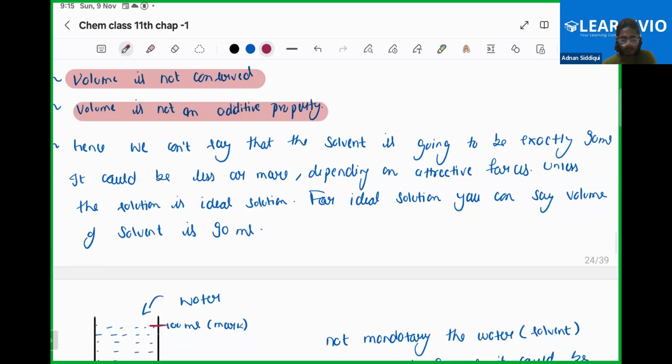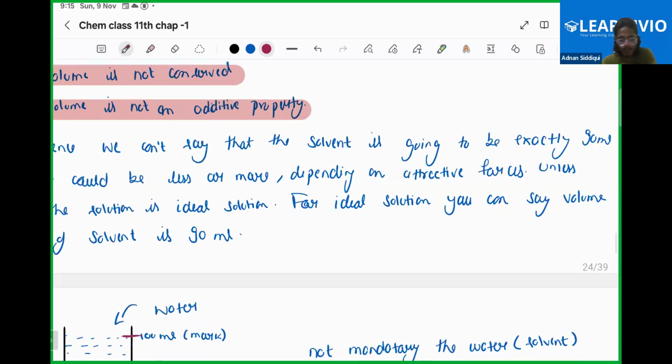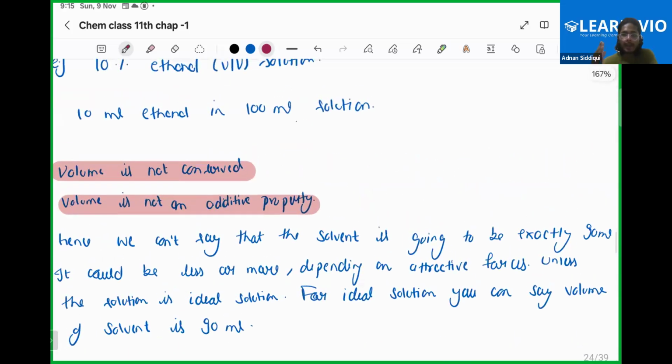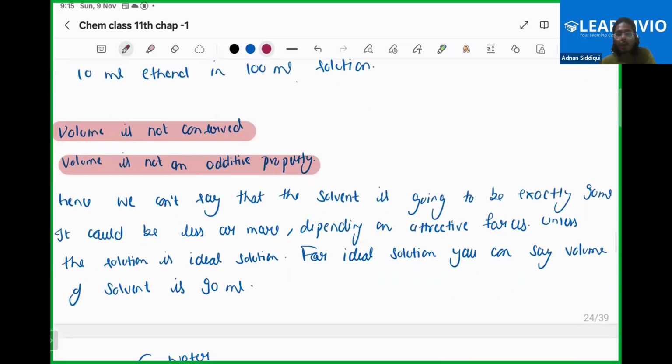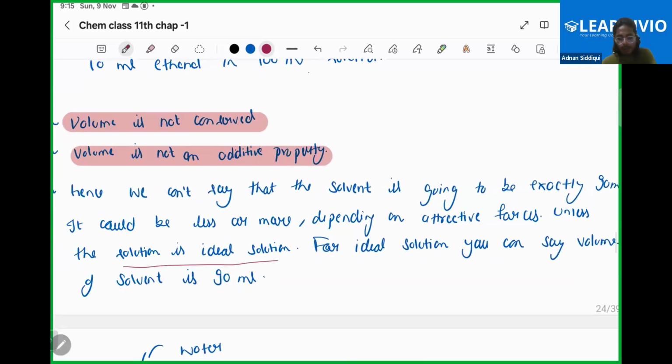Hence we cannot say that the solvent is going to be exactly 90. It could be less or more. It could be 90.2, 90.5, or 89.5 or 89, depending on the attractive forces. Unless the solution is an ideal solution.